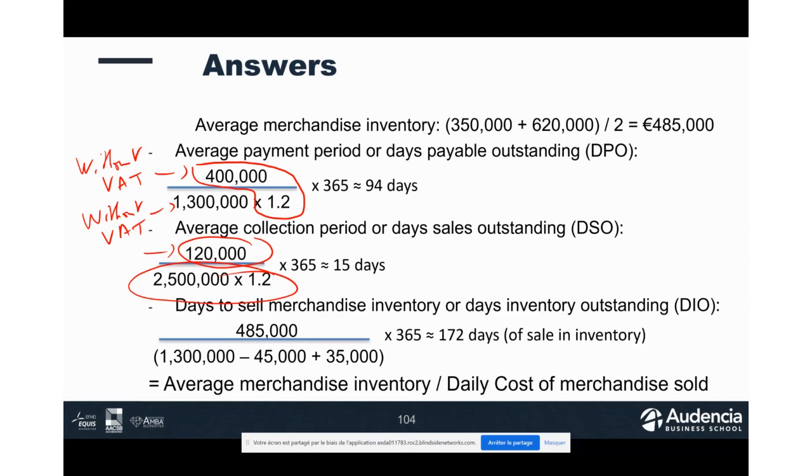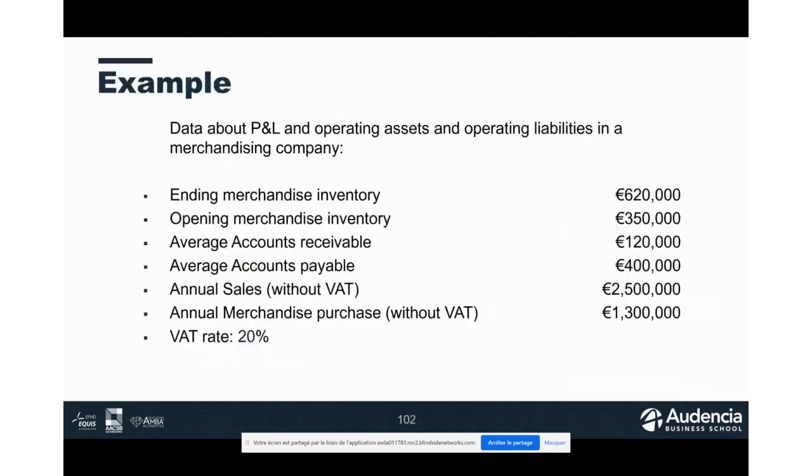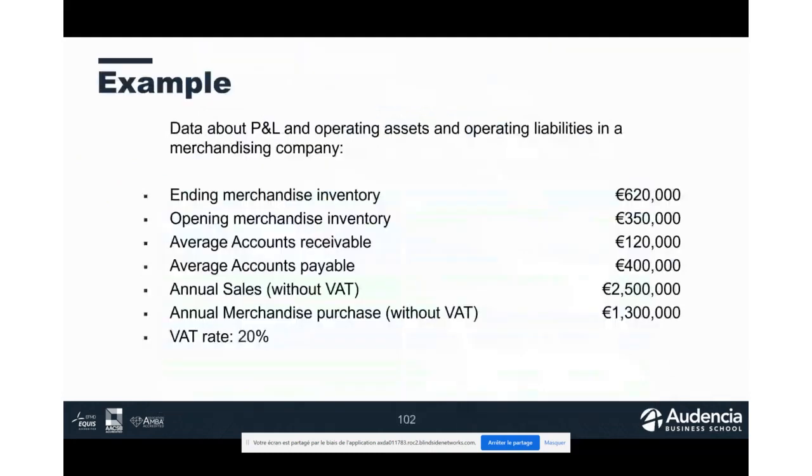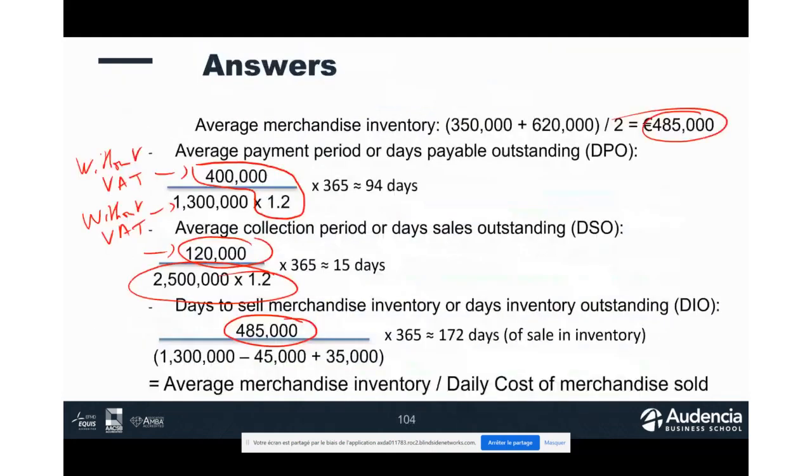For the days to sell merchandise inventory, we want the average inventory divided by what you sell, or divided by the purchases. You have the two possibilities. Here, if we do this calculation with the cost of goods sold, so what is sold, the outflow. If we do it in function of the outflow, we have here the inflow, the purchase.